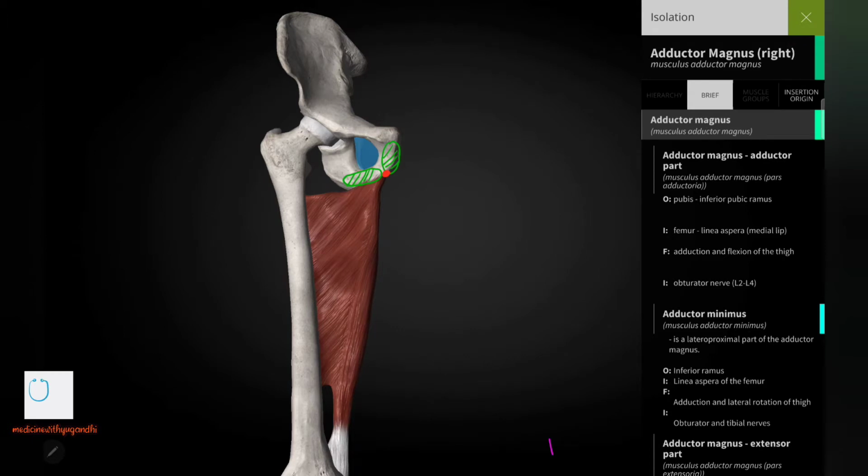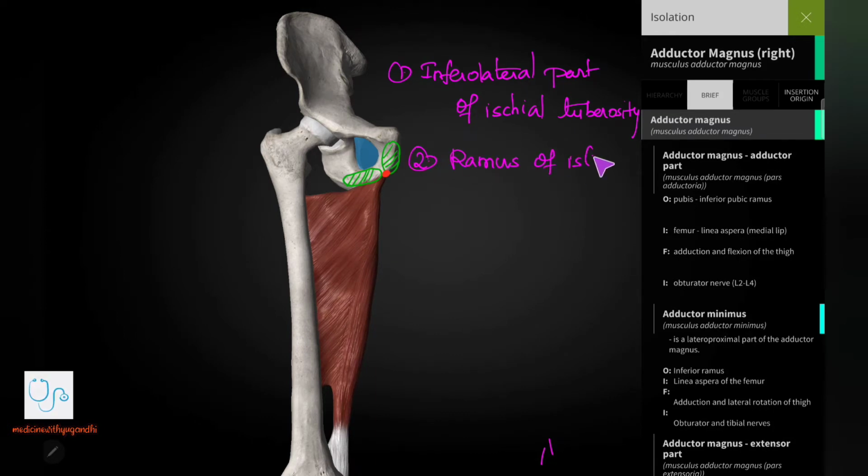Let me point out all the three parts. So one is from the infralateral part of the ischial tuberosity, and the second part is the ramus of the ischium. Third is, again I am repeating, infralateral part of the ischial tuberosity, ramus of the ischium, and lower part of the inferior ramus of the pubis.